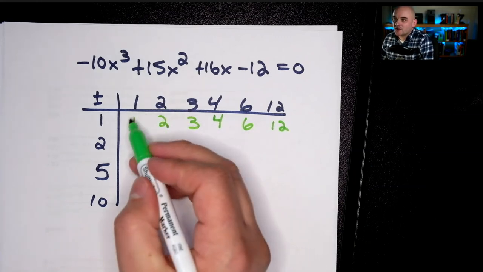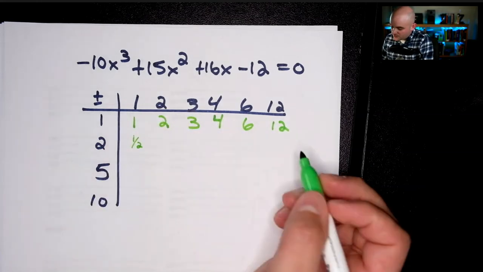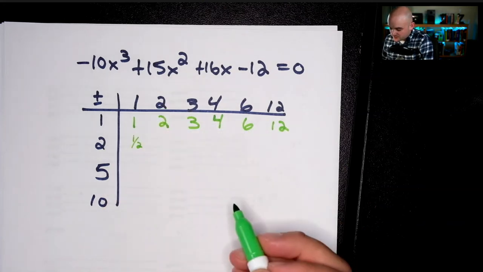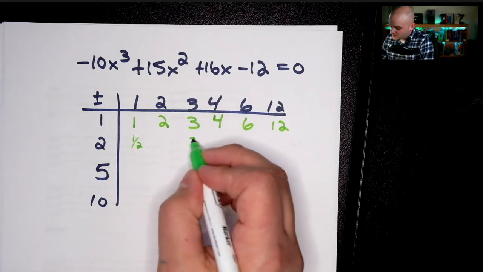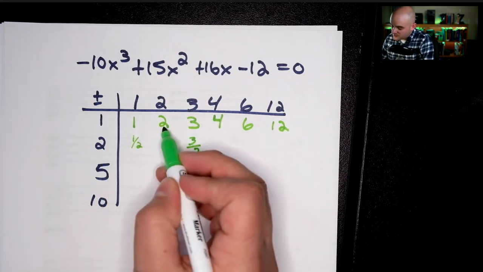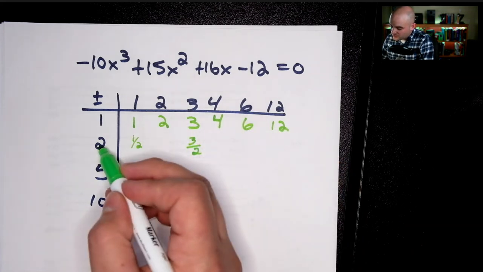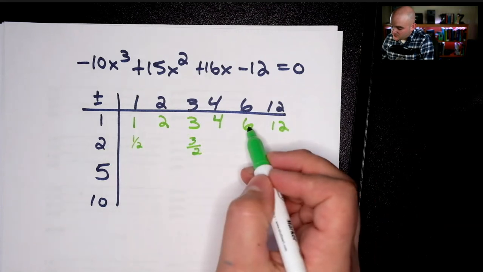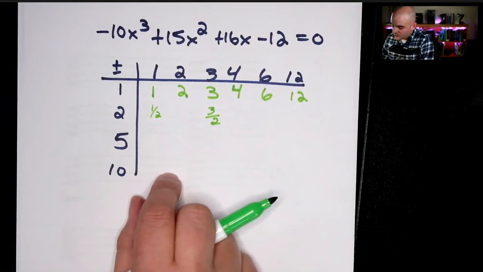Then I'm going to divide everything by 2. So I get 1/2. That's 1 divided by 2. 2 divided by 2 is 1. I've already got 1 listed there. I'm not going to repeat that listing. 3 divided by 2 is 3/2. 4 divided by 2 is 2. I've already got that listed, so I'm not going to list it again. 6 divided by 2 is 3. I've already got that listed. 12 divided by 2 is 6. I've already got that listed. So no need to repeat those things.